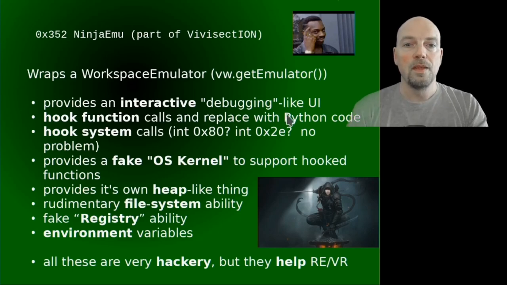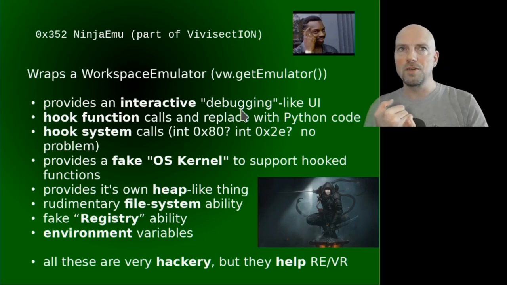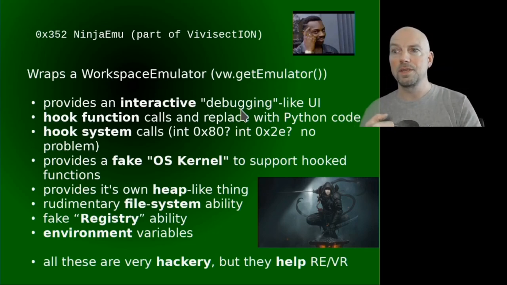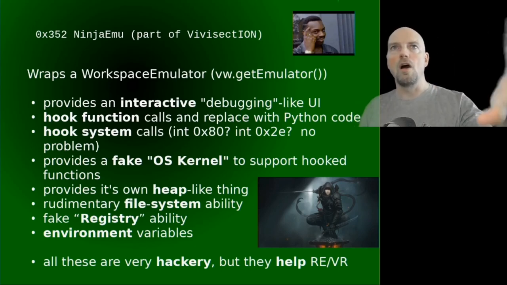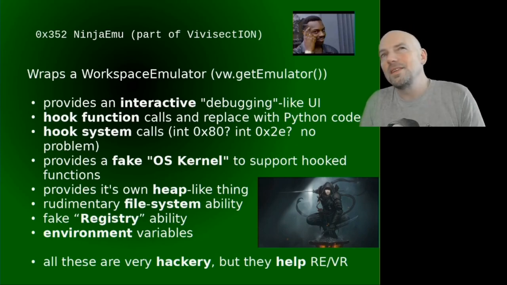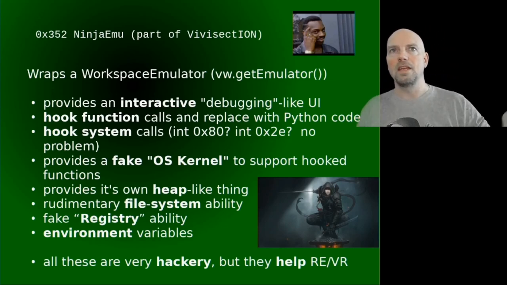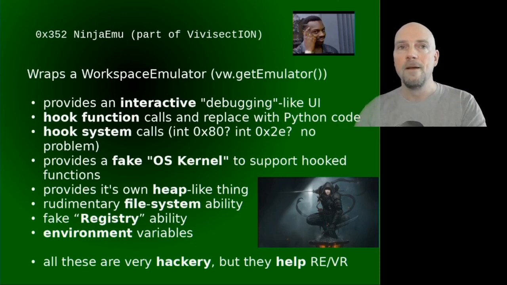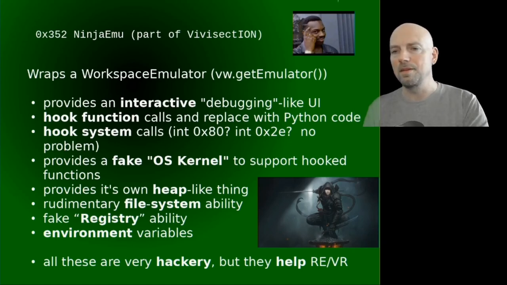So Ninja EMU, in addition to this UI, allows you to hook function calls and then replace them with Python code. So let's say you have a function call into some logging thing in the target binary that you know the arguments to. You can just write it in so you're not actually stepping into it, or maybe the code is fraught with peril, like things that need a ton of setup, and you're like, I know what that is, I don't need to know how to set it up, let's just go.